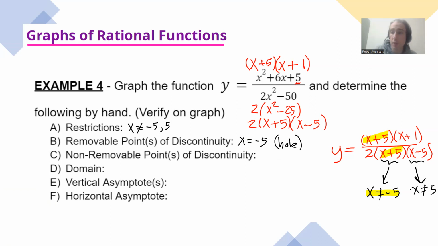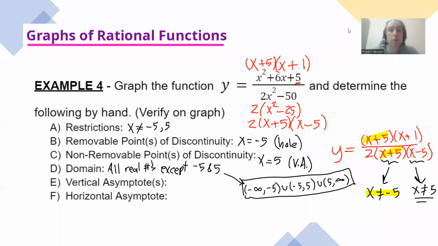The non-removable points are what's left over. In this case, I have one non-removable point of discontinuity. That's going to be x equals 5, and that's going to be your vertical asymptote, so I'll just say VA. Your domain in this case is going to be all real numbers except for those two values, negative 5 and 5, and we'd write it as negative infinity to negative 5, negative 5 to 5, and 5 to infinity with the unions joining. The vertical asymptote, again, is going to be your non-removable points. So these things essentially are the same. You would say x equals 5.